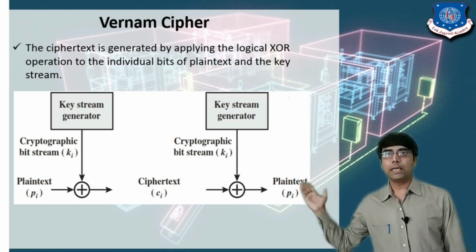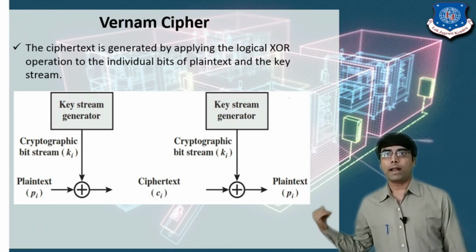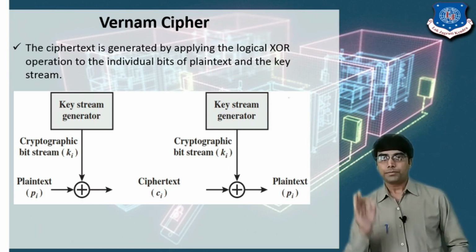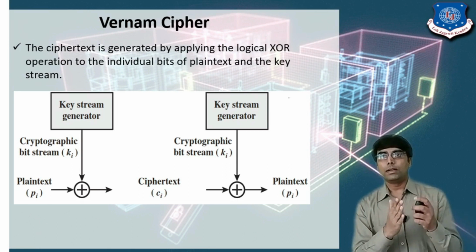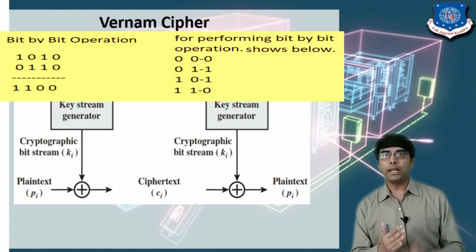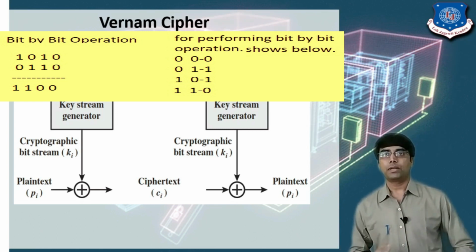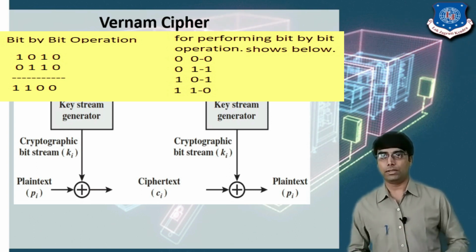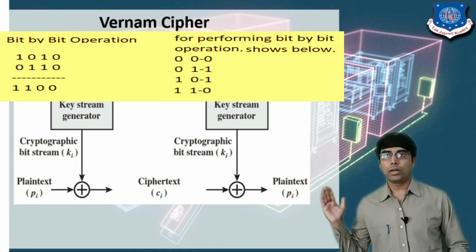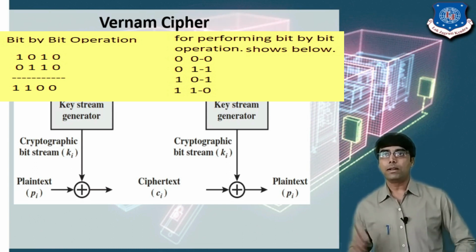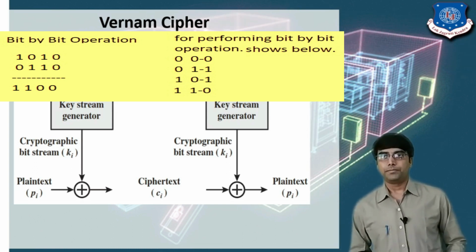Here the key stream generates the key, the plaintext is represented as Pi, and the key is represented as Ki. Your plaintext is divided into a number of bits, and the operation is applied to each individual bit of the plaintext with the key stream. We apply the XOR operation on the first bit of plaintext and the first bit of the key. After applying the XOR, it generates the ciphertext.